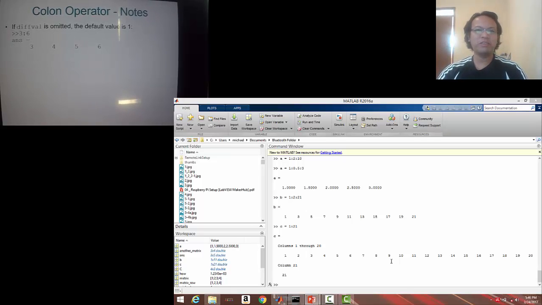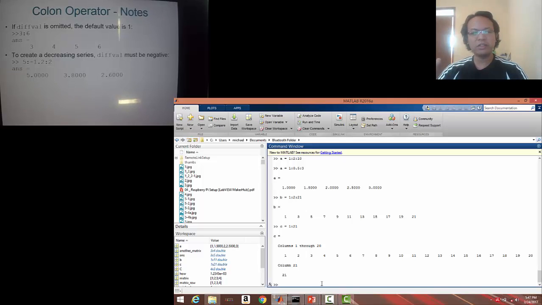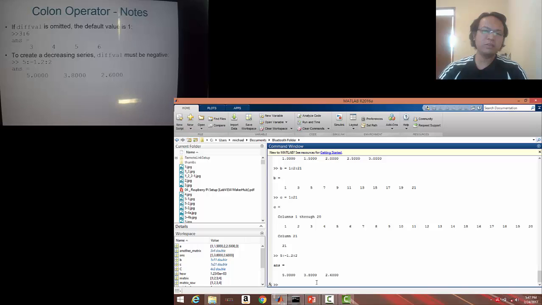I think we already talked about that. So 3 to 6, the value is omitted, so you have 3, 4, 5, and 6. Next is decreasing series. That is possible. Instead of increasing, you can also write, let's say 5, negative 1.2 to 2. So the value is decreasing. So we have 5, 3.8, and 2.6. And then minus 1.2 would go less than 2, so that 2.6 is the final value. So if you want to decrease from a higher number to a lower number, you can put a negative here. That is possible.